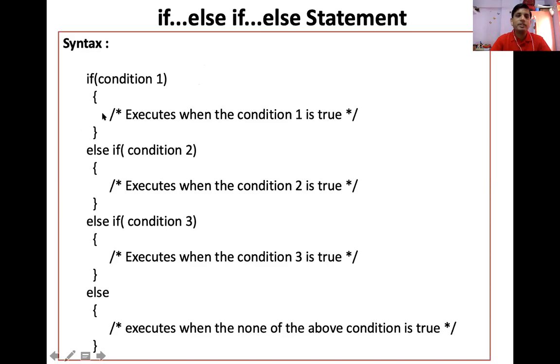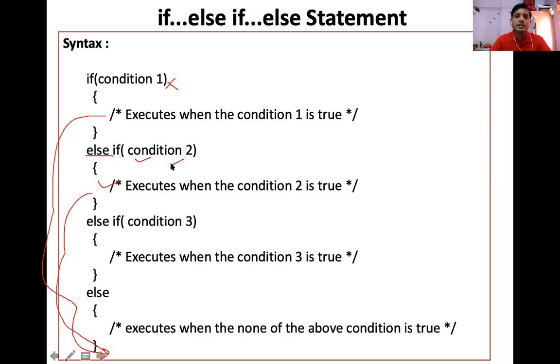Yes. So if the first condition is true, it will execute the statement and directly go to after this one. But if the first condition is false, then it will go to execute the else part. If it goes to execute the else part, then it will check the second condition. If the second is true, it will execute this and directly go outside this.